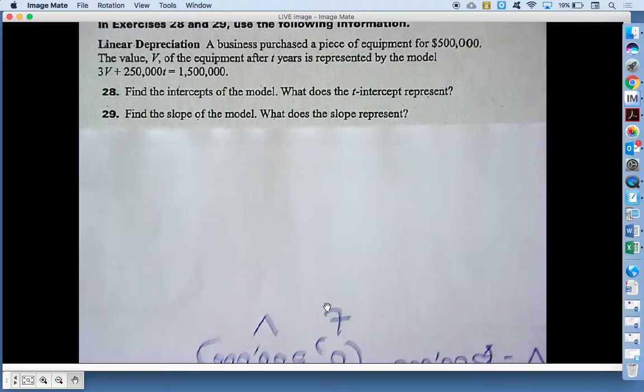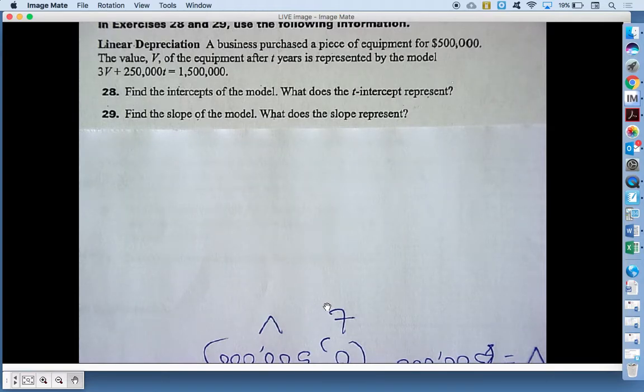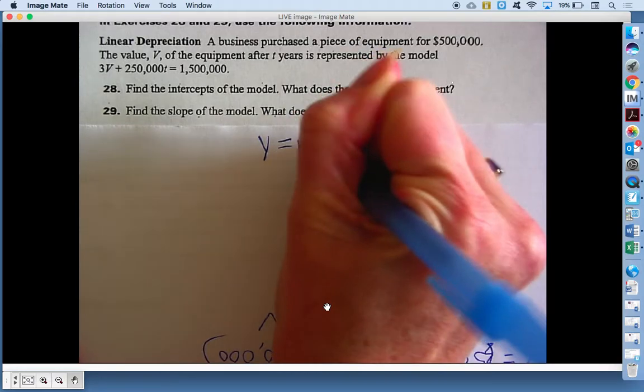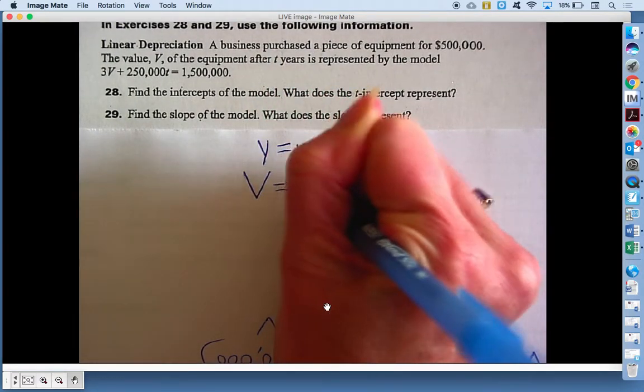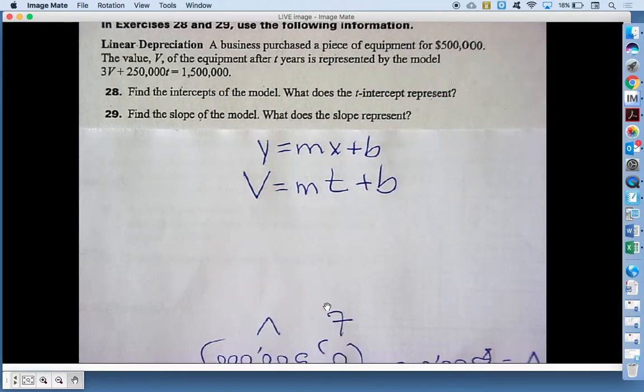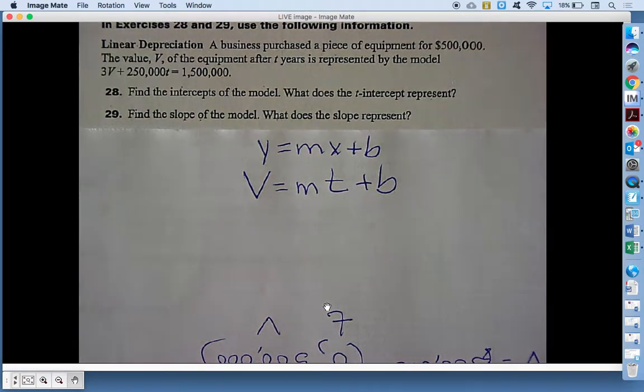The last problem here, number 29, wanted you to find the slope of the model. Finding the slope of the model, the key thing is to remember your independent versus your dependent variable. If I'm finding slope, generally we need it to be in y equals mx plus b form. However, I don't have a y and a b, I have a v and a t. So you need to solve the equation so that you have v equals mt plus b.